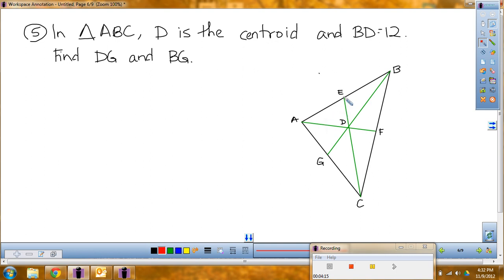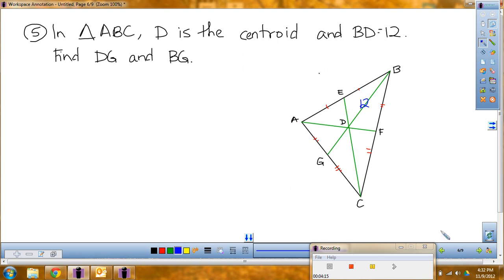So now we know that we're talking about medians, which means here we have congruent parts. So G is the midpoint of AC, E is the midpoint of AB, and F is the midpoint of BC. We're going from the vertex to the midpoint in order to create our centroid at point D. The other information that they're telling us is BD is 12. They want us to find DG, which is this other part of that median, and the entire length of median BG.